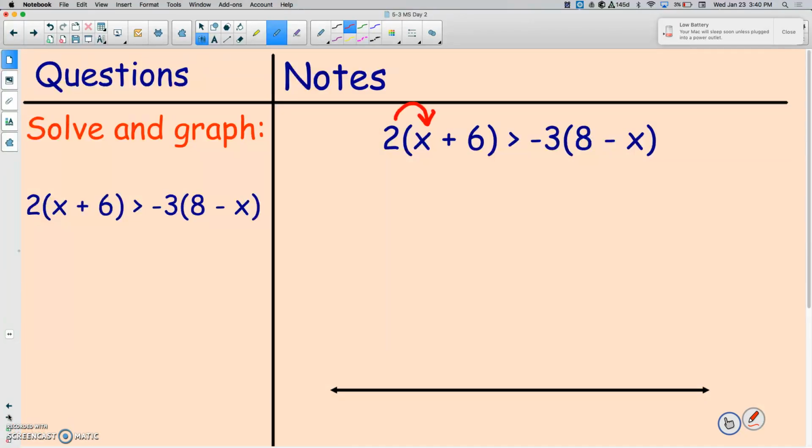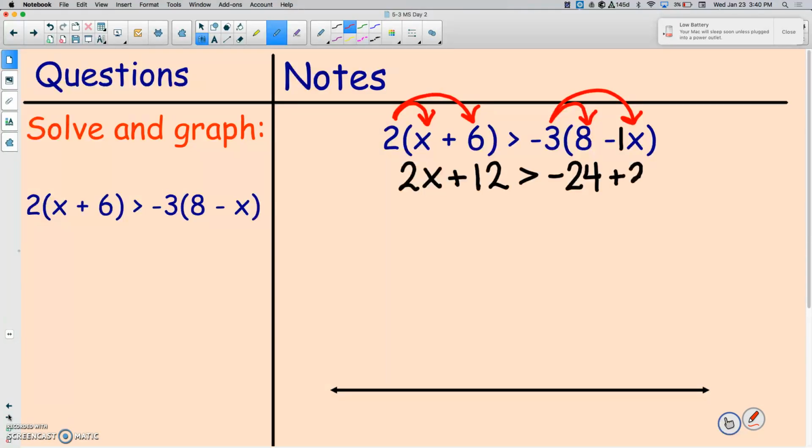Another problem involving the distributive property. 2 times x is 2x plus 2 times 6 is 12. Then on the right-hand side, be careful with your signs. I'm going to put a 1 in front of the plain x. Negative 3 times 8 is negative 24. And negative 3 times negative 1x is positive 3x.